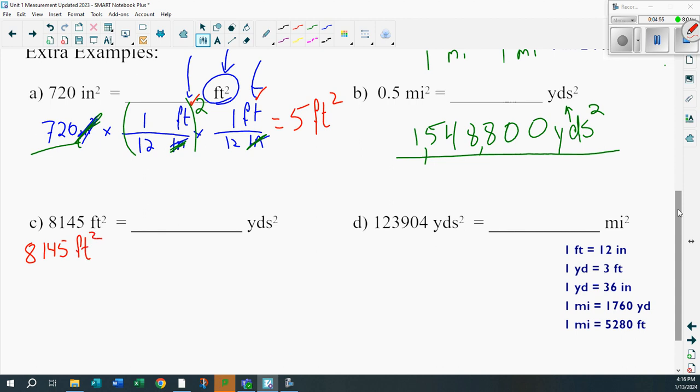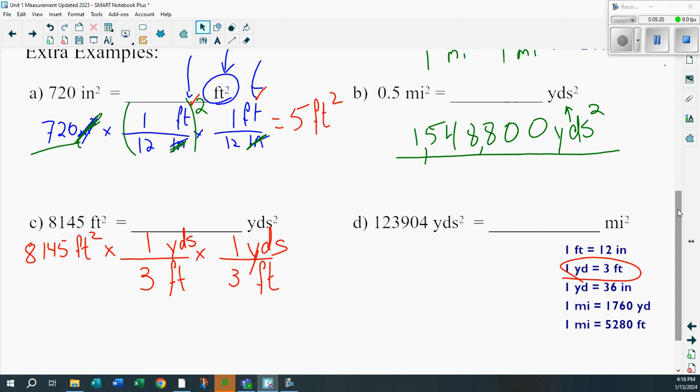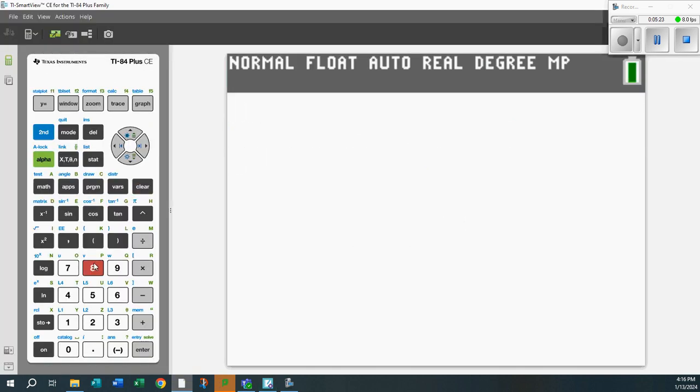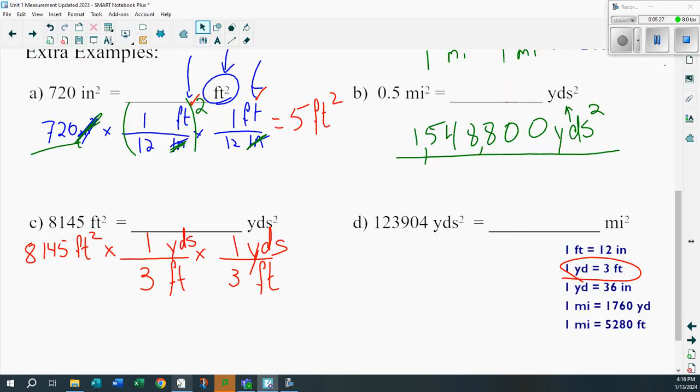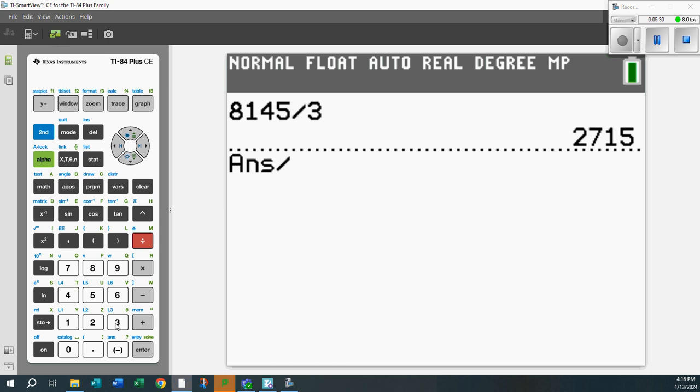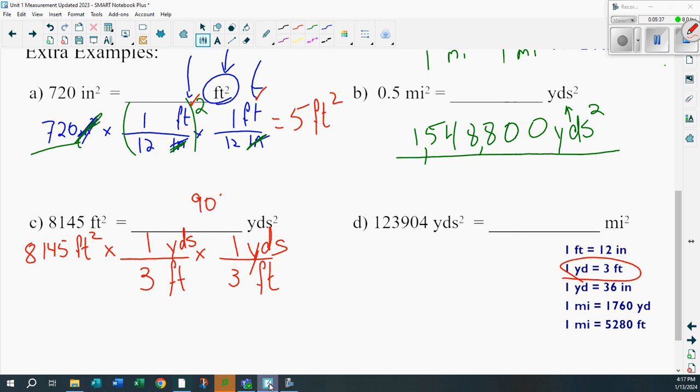8,145 feet squared. Remember, if it's squared, you got to get rid of it not just once, but twice. You're going to convert into yards squared, not just once, twice. 3 feet, 1 yard, right here. Okay, 3 feet, 1 yard. So 8,145 divided by 3 once, divided by 3 twice. 905. There it is. Super, super pretty. 905 yards squared. Why? Because feet counts as once, twice, feet squared is gone.